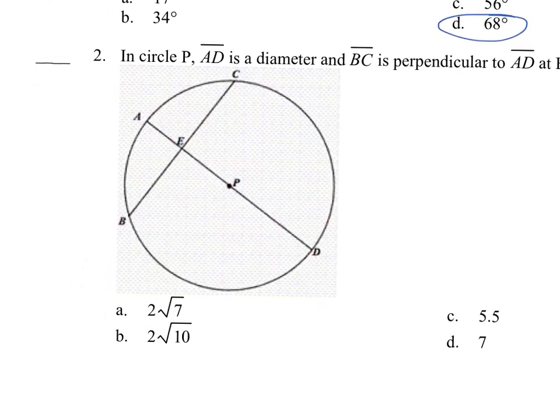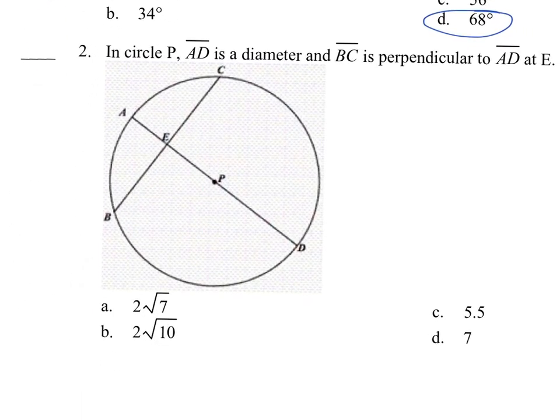Number 2. Here we have a circle with a diameter that's perpendicular to BC. Therefore, if it's perpendicular, we have segments that are congruent. It says that AE is equal to 4, and it's incorrectly written as PQ. It should be PC equals 7. So our radius is 7. We're trying to find segment CE.